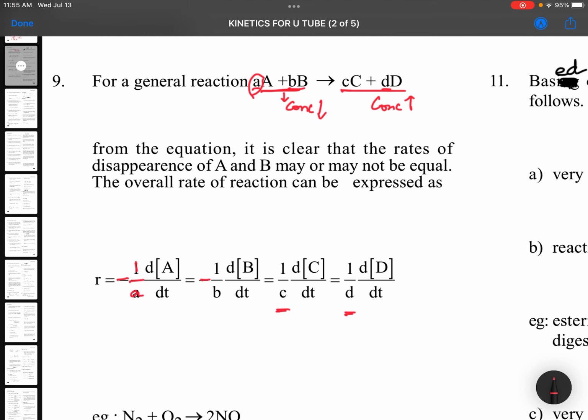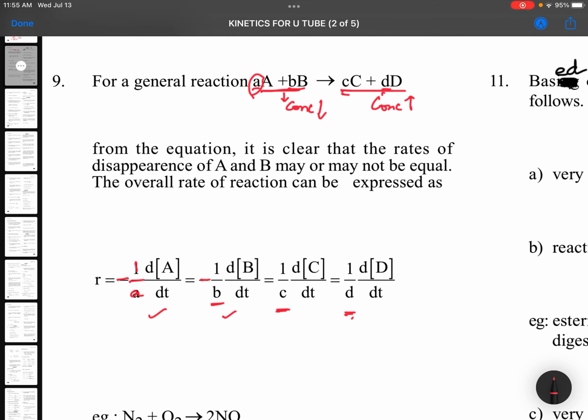It is b moles, so 1 by b. It is c moles, so 1 by c. It is d moles, so 1 by d. Whatever the stoichiometric amount is, that must be taken as 1 by a. So minus 1 by a dA by dt is equal to minus 1 by b dB by dt, is equal to 1 by c dC by dt, is equal to 1 by d dD by dt.